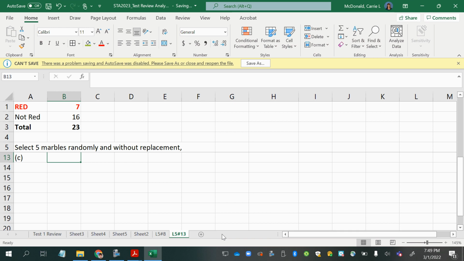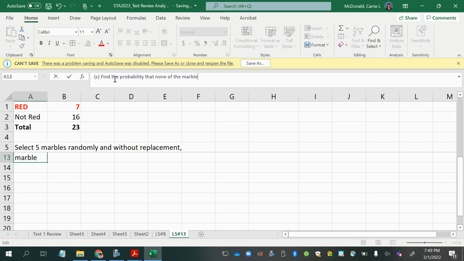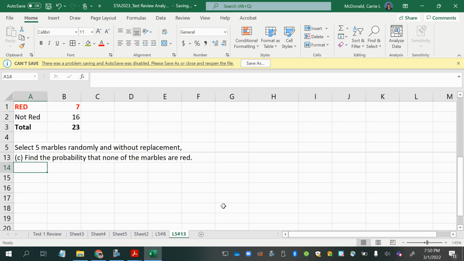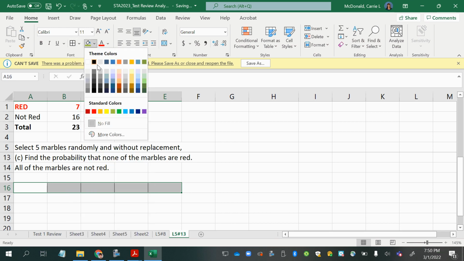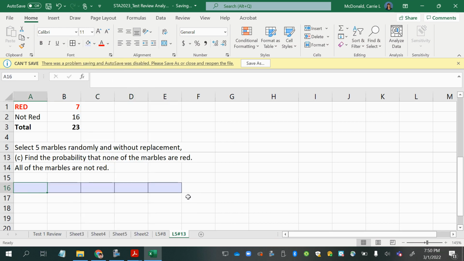So here we are asked to find the probability that none of the marbles are red. Okay, so if none of the marbles are red, another way of saying this is that all of the marbles are not red, right? So with my 1, 2, 3, 4, 5 selections that I'm going to make here, I want them to all be not red.